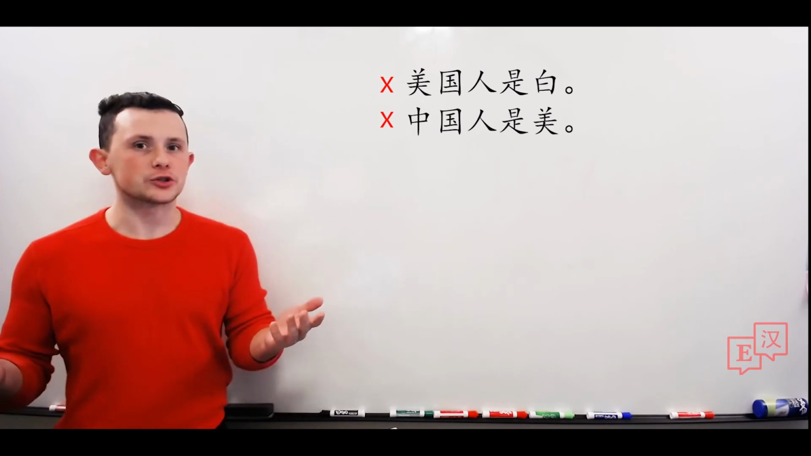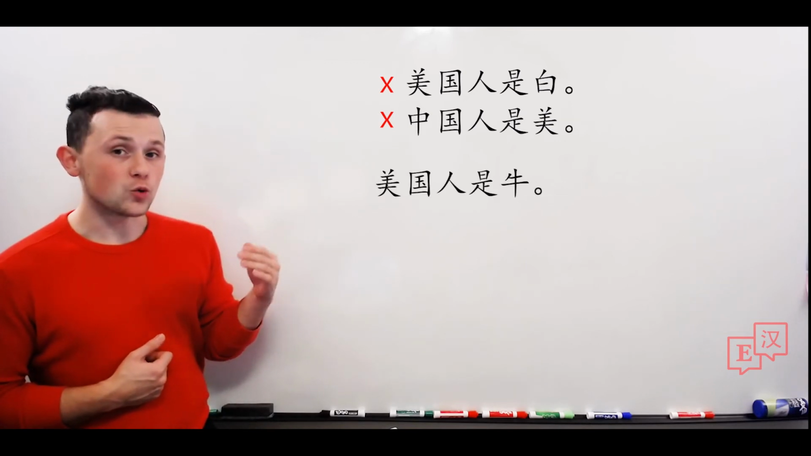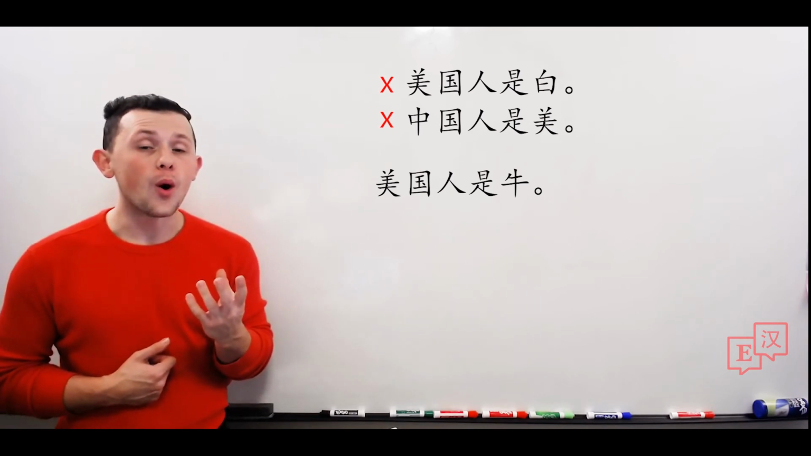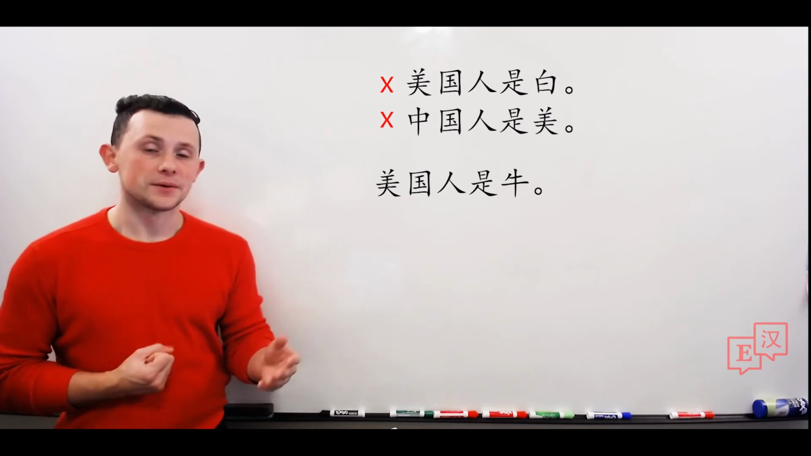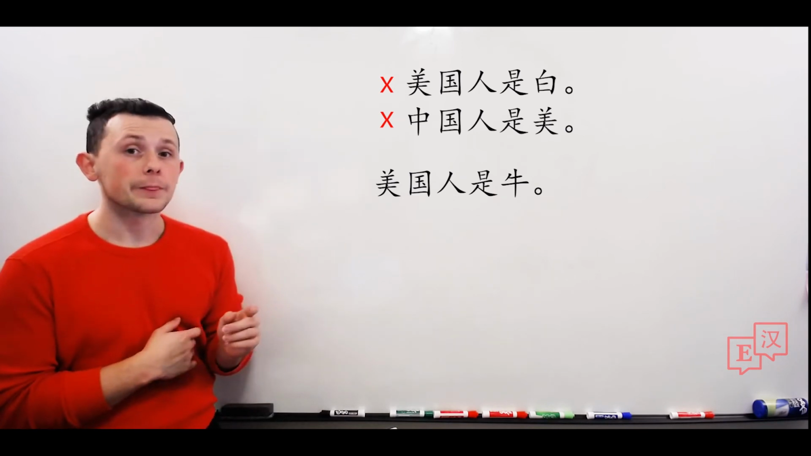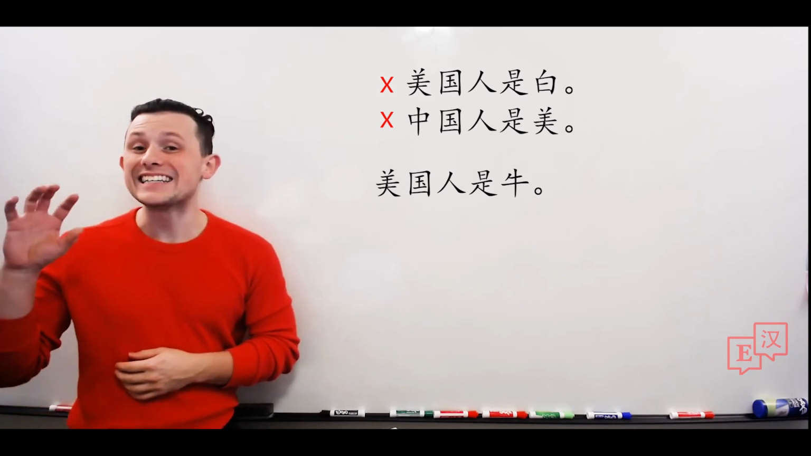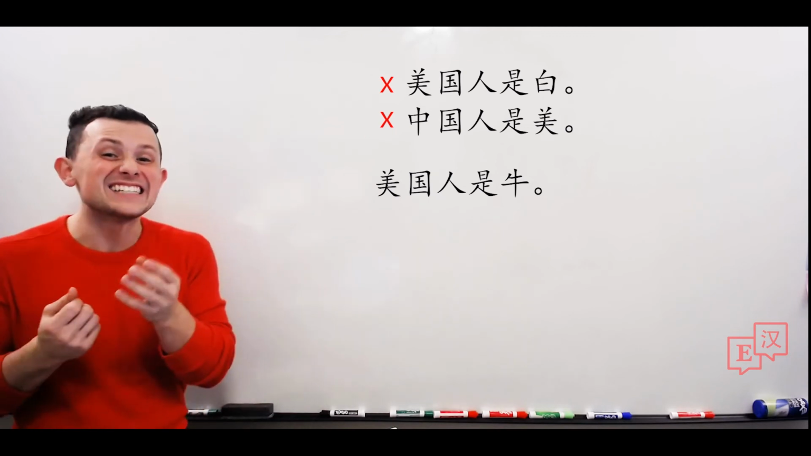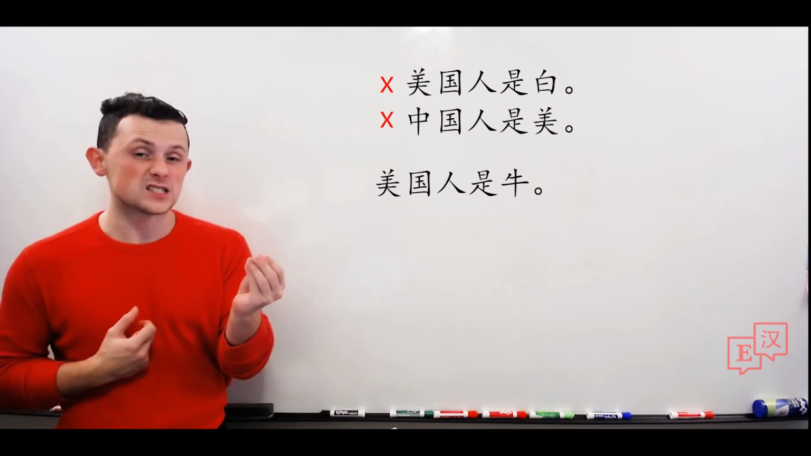So what can we do with 是? Well, we can say 美国人是牛, Americans are cows. Obviously, factually incorrect. But this is something we can say, and this proves the point of how we use 是. We use it to say that a noun is a noun, that its identity is this other thing. Not to describe, but to say it is essentially this.